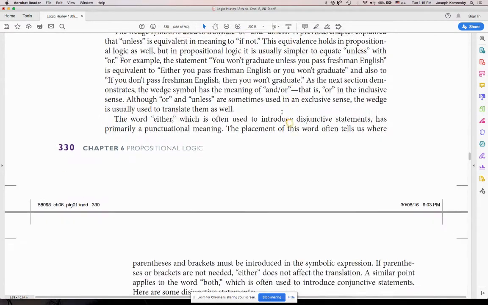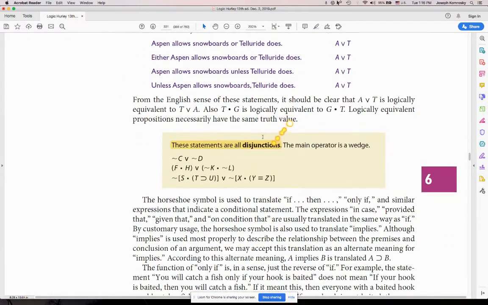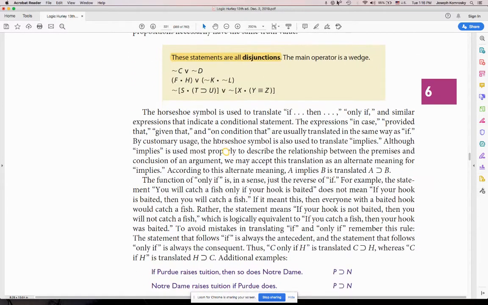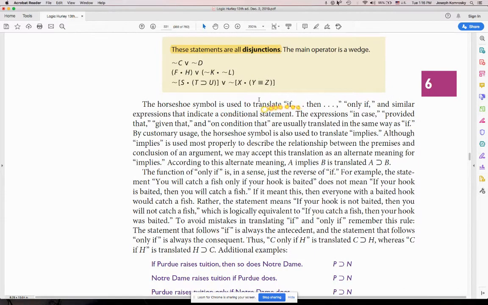Or unless, all disjunctions. The main symbol here is the V again. Now we're on to the horseshoe symbol. If, then, only if, given that, provided that, on the condition that. There's a bunch of different ways, right?